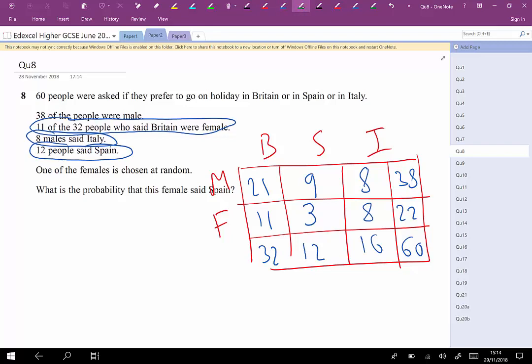Okay. At this point, you've done all the hard work. Answering the question is easy. One of the females is chosen at random. What's the probability that this female said Spain? So we're choosing from 22. How many of our females said Spain? 3 out of 22. Is it out of 60 or is it out of 22? We're saying one of the females, so we're choosing from the females.